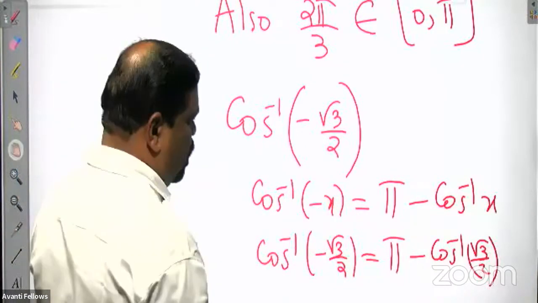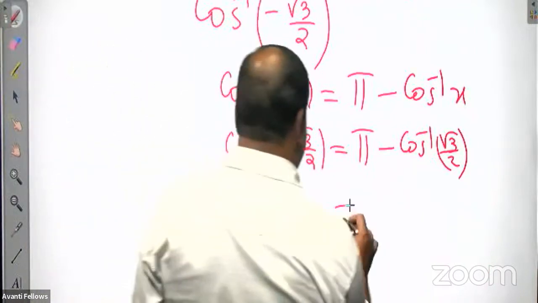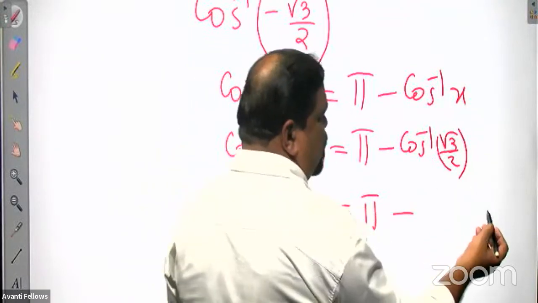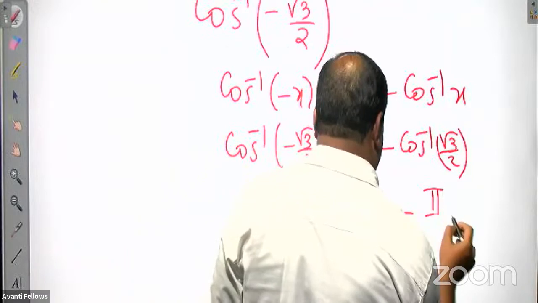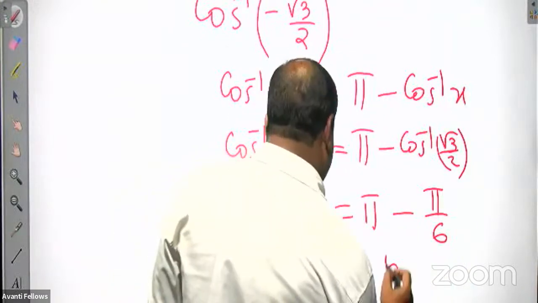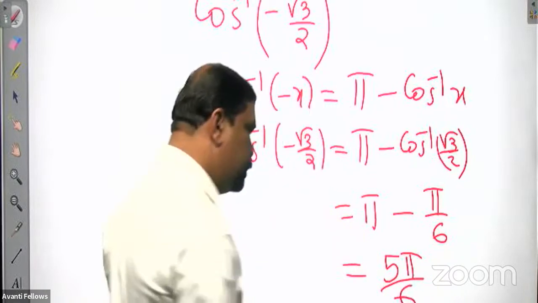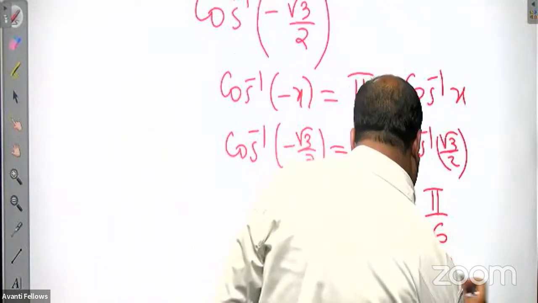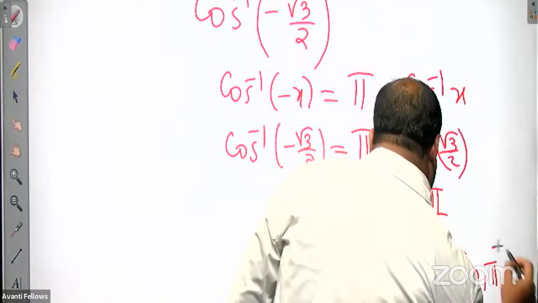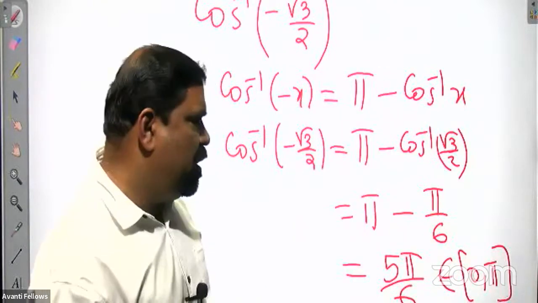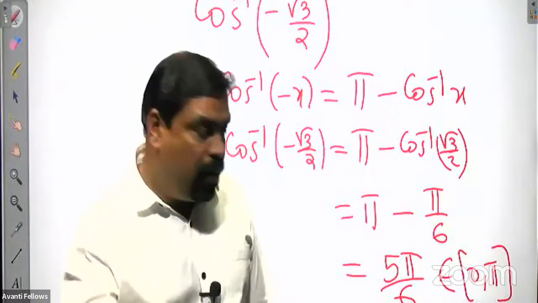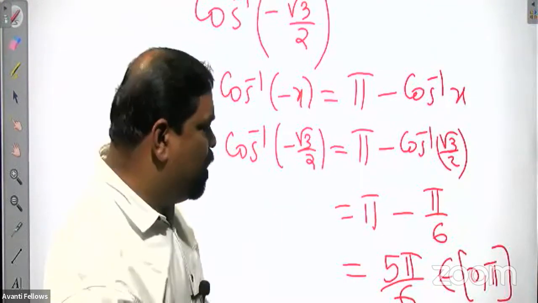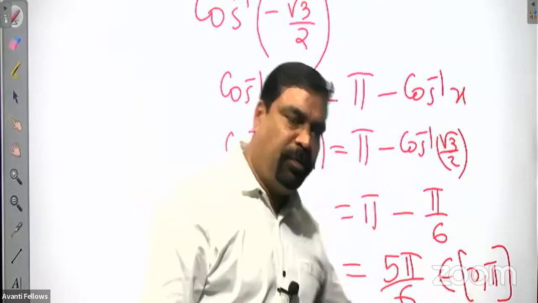So that is equal to pi minus cos inverse root 3 by 2, and we know cos 30 degree is root 3 by 2. Pi minus pi by 6 is 5 pi by 6. Clear? And also you know that 5 pi by 6 belongs to the principal value branch. 5 pi by 6 stands for 150 degree, isn't it? So 150 degree is in between 0 and 180.